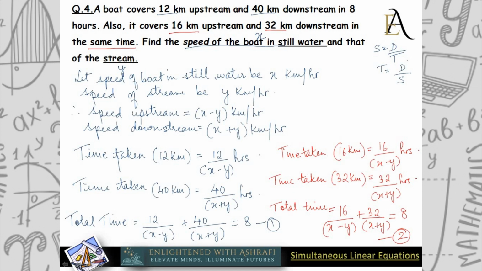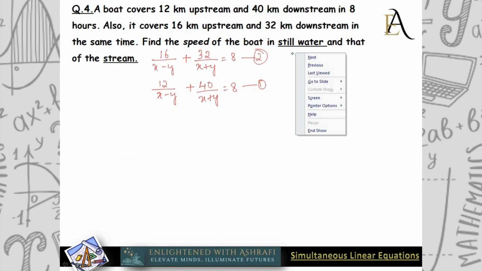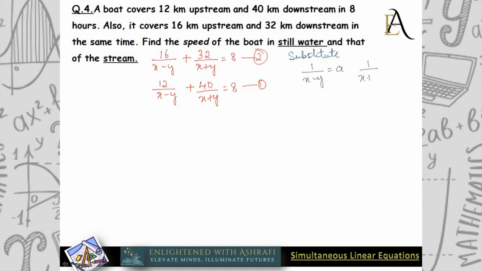I hope it's clear till here. Substitute 1 upon x minus y as a and 1 upon x plus y as b. So we get 16a plus 32b equals to 8 and 12a plus 40b equals to 8.